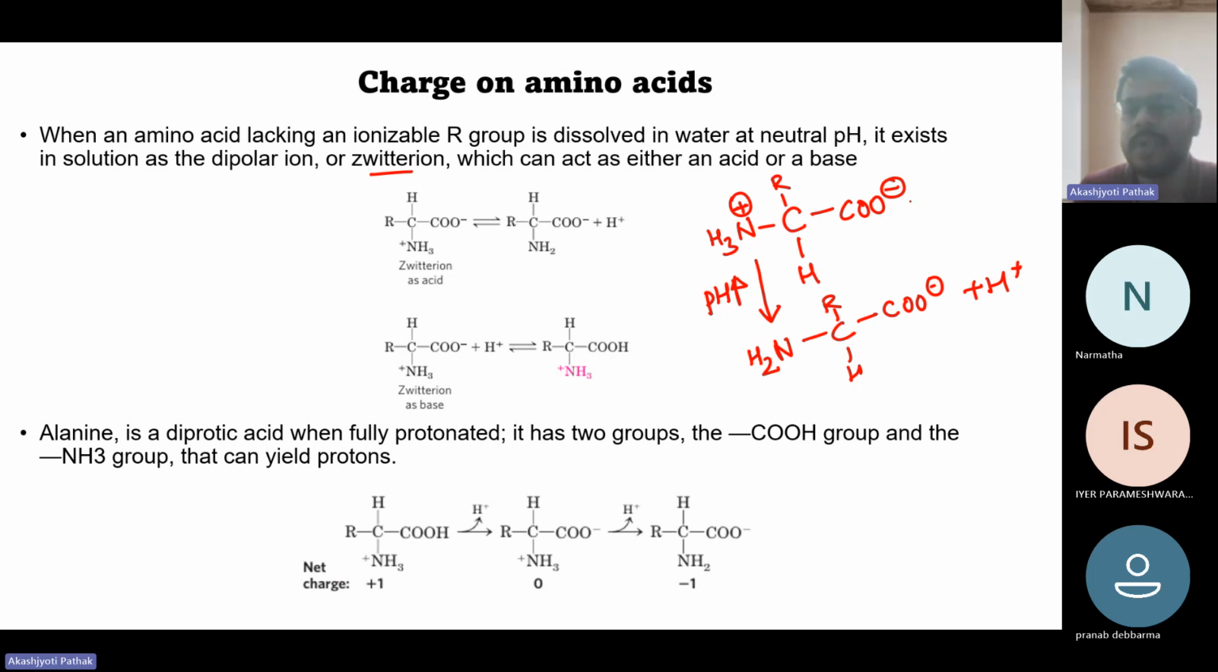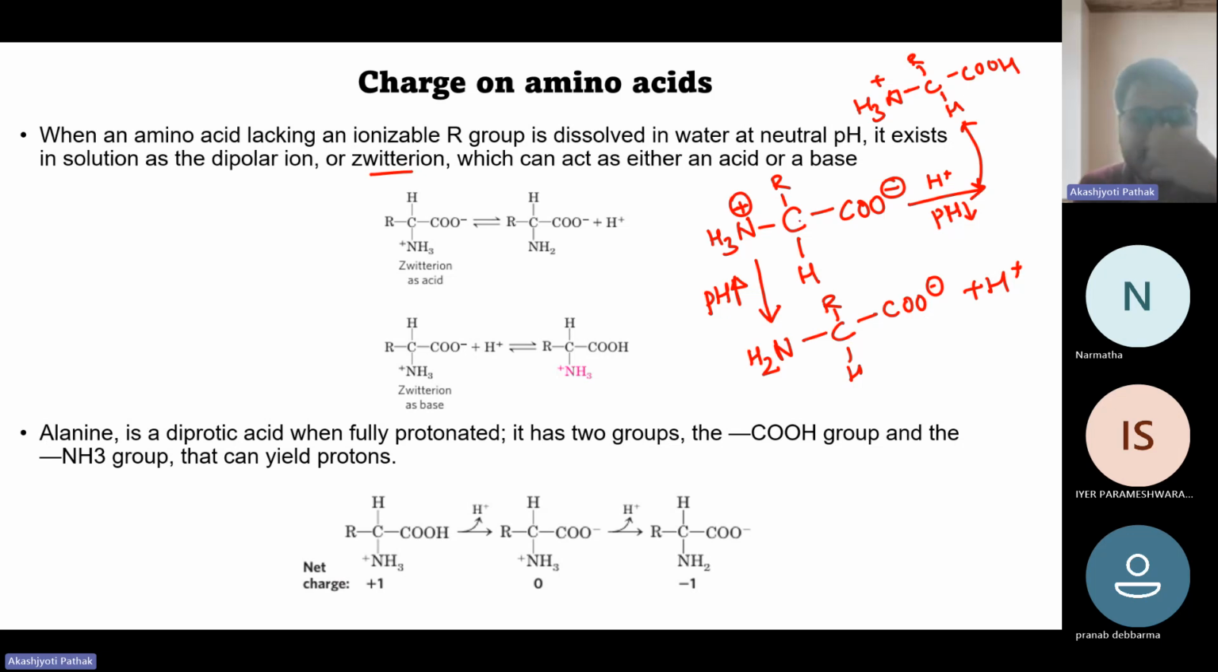Now if you lower the pH of the solution, or at acidic pH, what will happen? This COO minus group can accept a proton from the solution, and when it accepts a proton, it will start behaving as a base. How will it behave as a base? It will accept a proton, and the molecular species found will be NH3 plus CHR COOH.